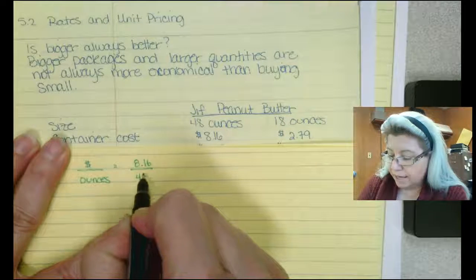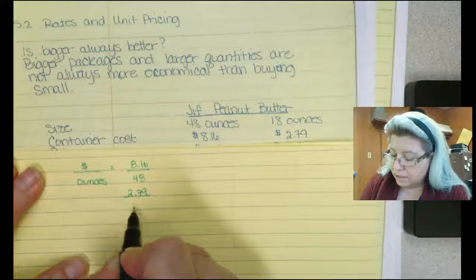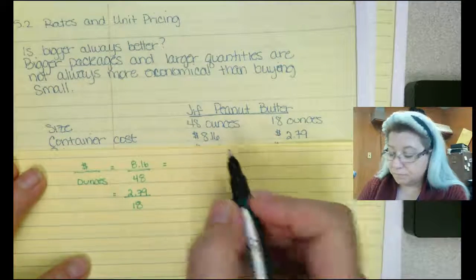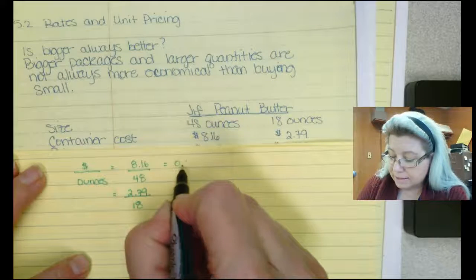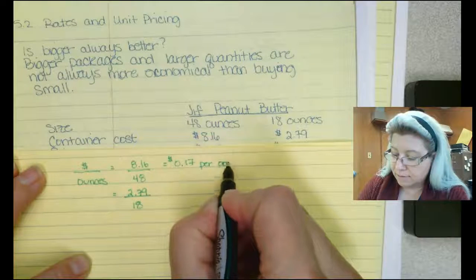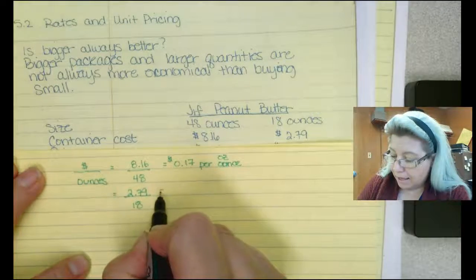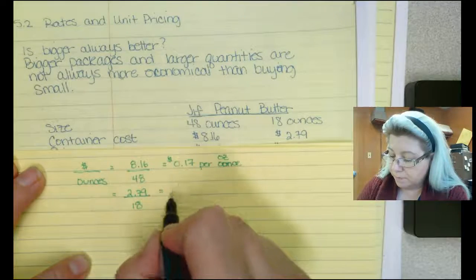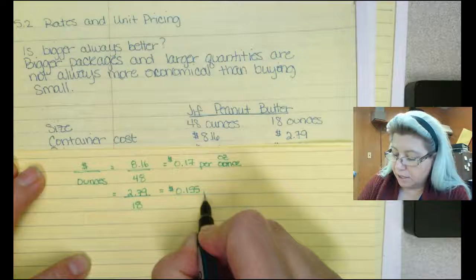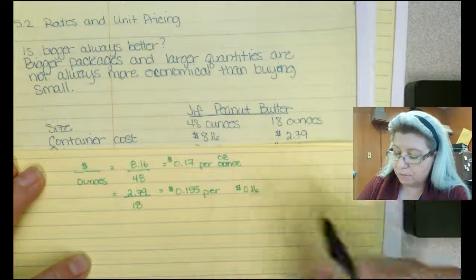$8.16 is to 48, and $2.79 to 18 ounces for the small one. If I figure this out, do this math, this is 17 cents per ounce, per ounce. And the smaller jar, if we do the math, turns out to be about 16 cents per ounce.